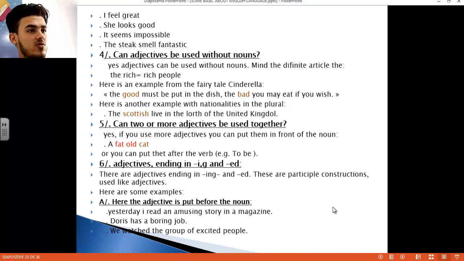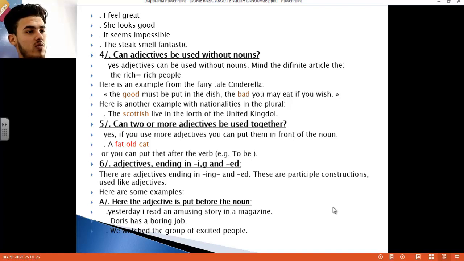Fourth, can adjectives be used without nouns? Yes, absolutely. Adjectives can be used without nouns. Mind the definite article. The rich people. So here, the rich is the adjective and it stands alone. Here is an example from the fairy tale Cinderella. The good must be put in the dish. The bad you may eat if you wish.